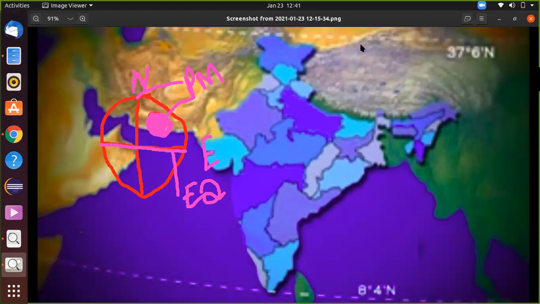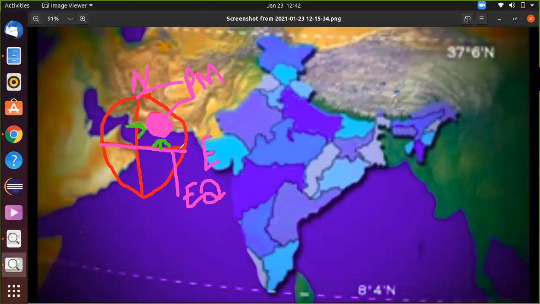Now, one more important point: India lies to the north of the equator. Clearly, see here, this is the equator, and India lies towards the north of it. And India lies towards the east of the prime meridian. So India lies east of the prime meridian and north of the equator. If these things are clear, then the next slides will be simpler and much easier to understand. So let's move on.